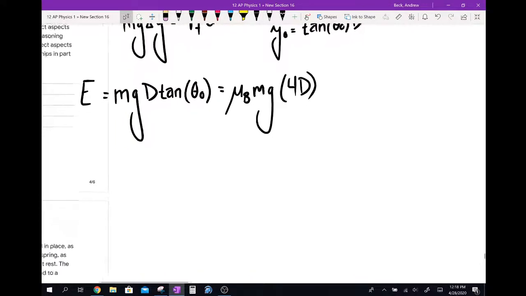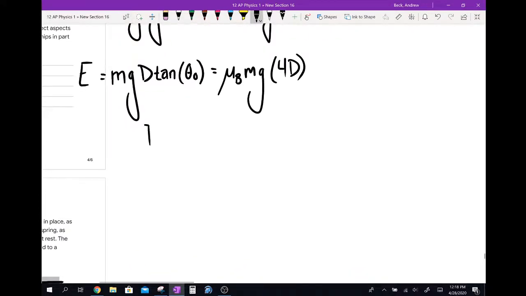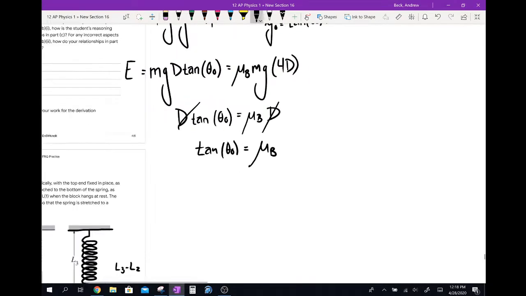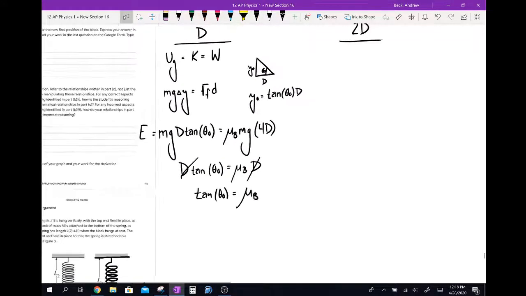Alright, so I guess we can do some canceling, but we can say d tangent of theta naught is equal to mu b times d, so we can cancel that too. Tangent of theta naught is equal to mu b. Okay, cool. So we did some canceling, that'll help us out in a second.